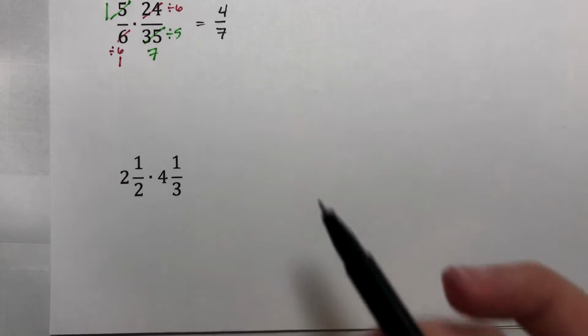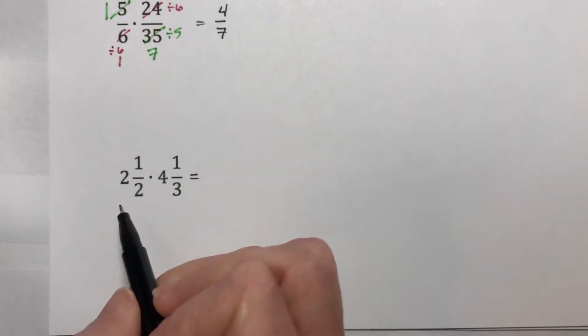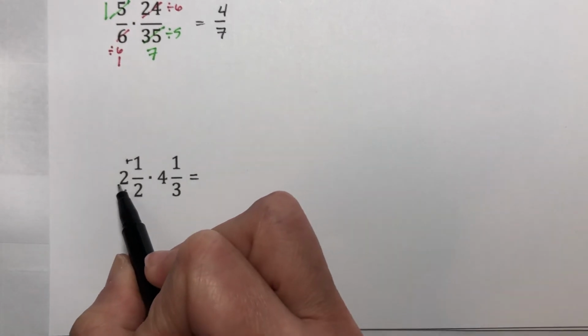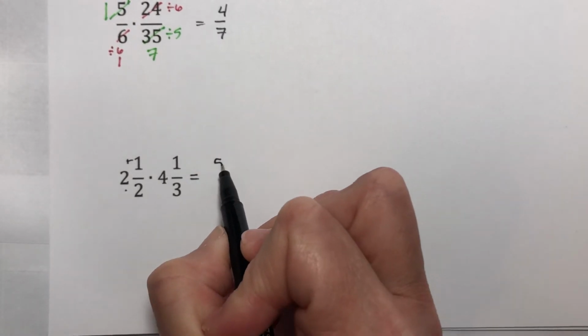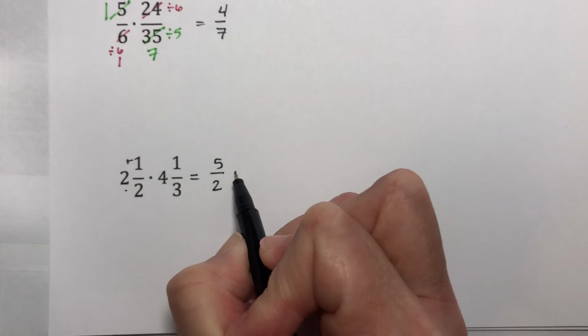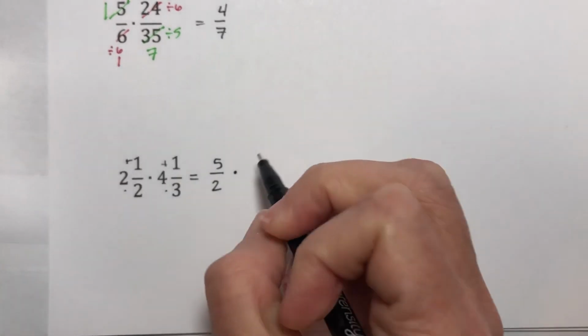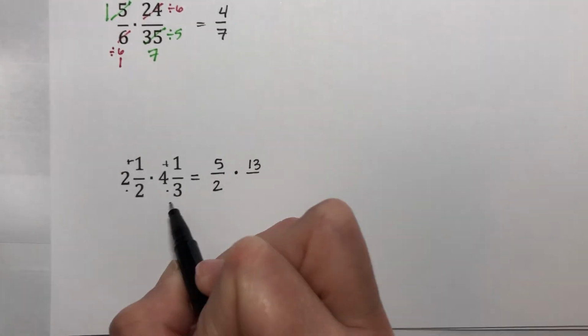So we're going to use our around the world thing to rewrite this. Remember, it's 2 times 2 plus 1. So that would be 4 plus 1 is 5. 5 halves times 4 times 3 is 12. 12 plus 1 is 13 thirds.